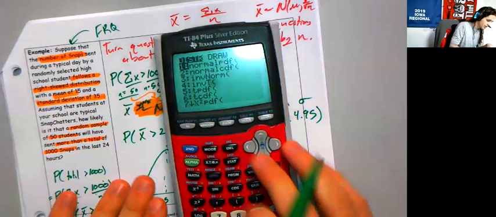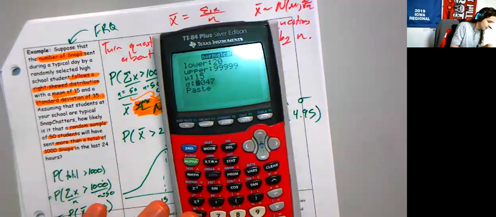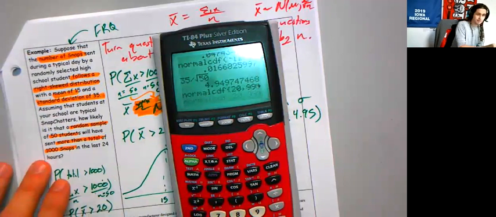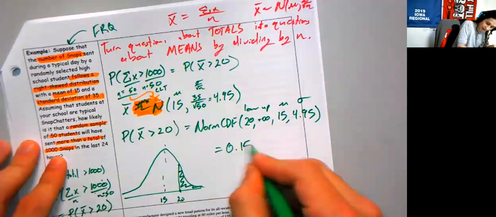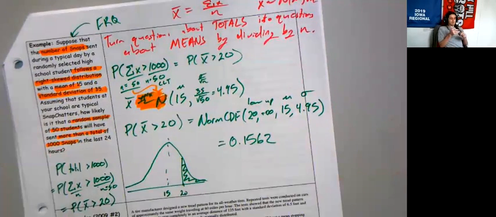Let's make sure. Norm CDF: 20, bunch of nines, mean 15, 4.95 standard deviation, and we get an answer, hot dang, 15.6%, 0.1562. Cool. So there's about a 15% chance. Great.